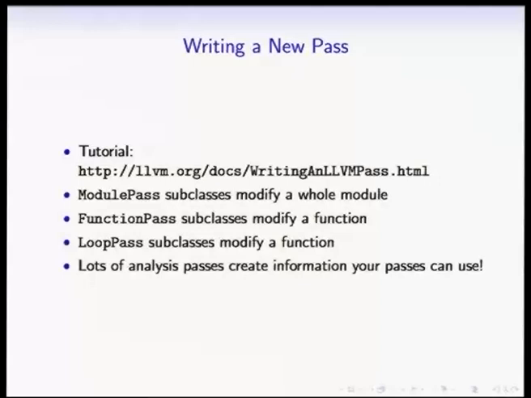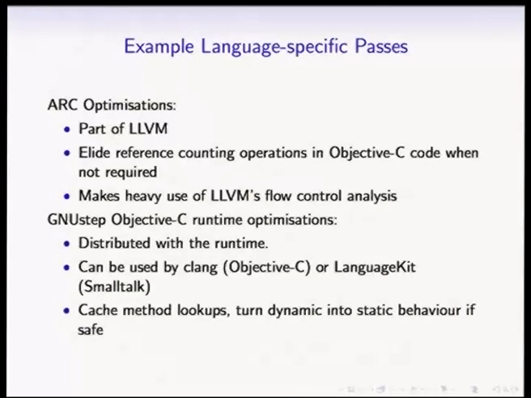Is this value aliased? And there are some passes that already exist that are specific to source languages. I'm going to mainly talk about Objective-C because that's mostly what I work on. These automatic reference counting optimizations are part of LLVM now. They use LLVM's flow control analysis, and they determine whether reference count manipulation operations are redundant or not. And if they're redundant, they remove them. So it's pretty language specific, and it can also be library specific.